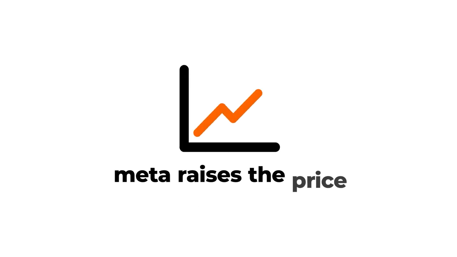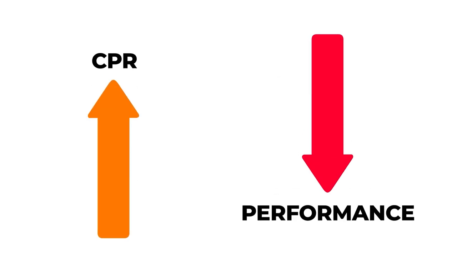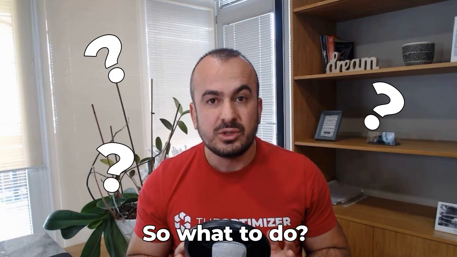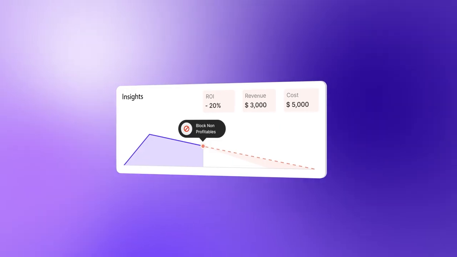When users stop interacting, the ad looks less interesting in the auction. And so to keep it on screen, Meta raises the price. As a consequence, your cost per result climbs, and overall performance falls. So what to do? The first step is to detect the fatigued ads as soon as possible and limit the budget wasting. And I'm going to show you exactly how to do that in just a few moments. The second step is to replace them with fresh creatives, images or videos, and copy, and possibly a wider audience.